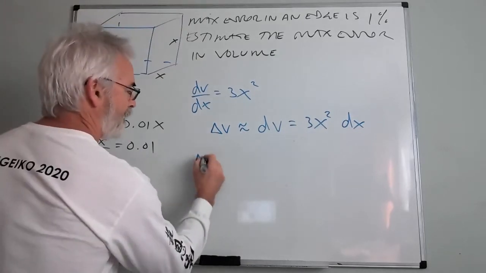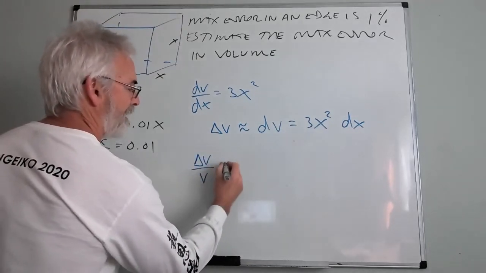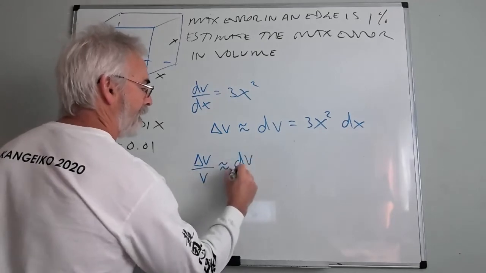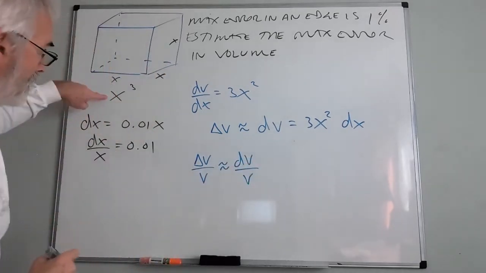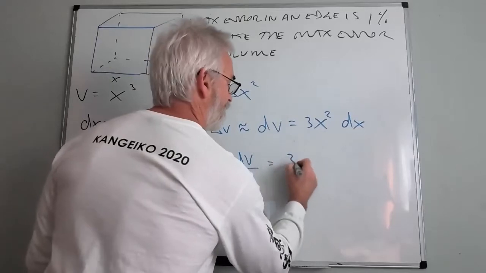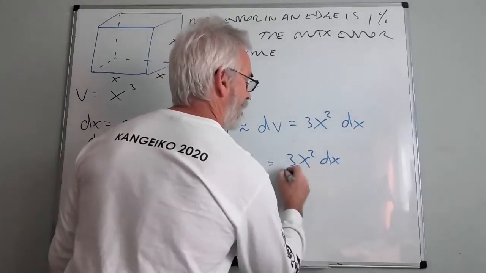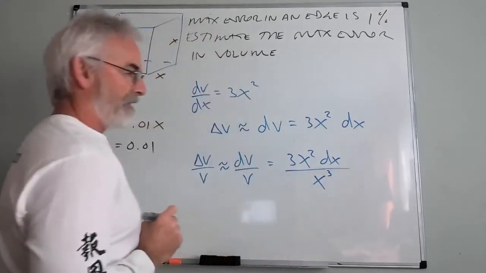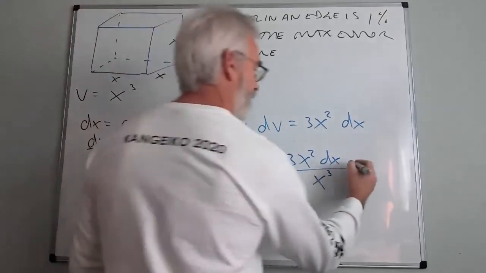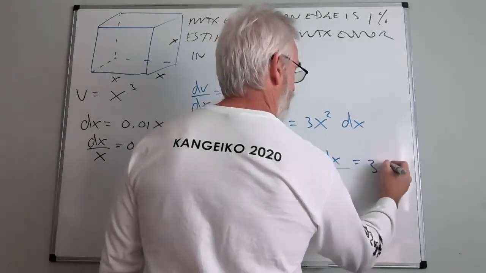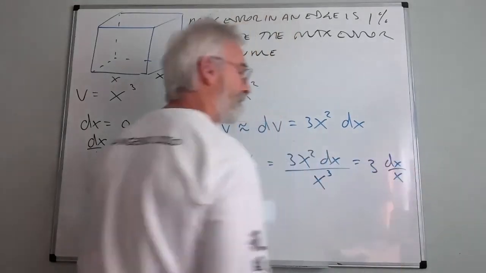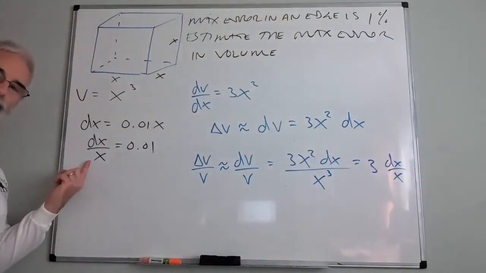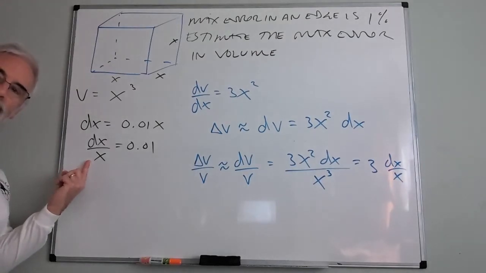So delta V over V can be estimated by dV over V, which equals 3x squared dx over x cubed. Dx is a physical value in this case. And you notice I get some really nice cancellation here. That's going to be 3 times dx over x. But we said dx over x is at most 1%.